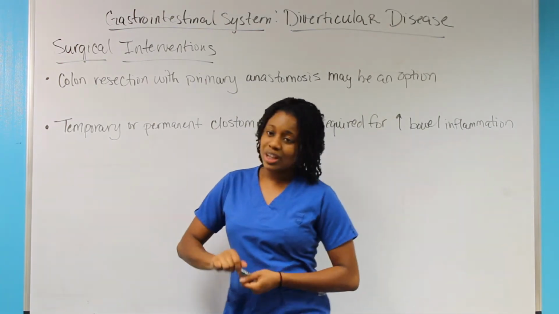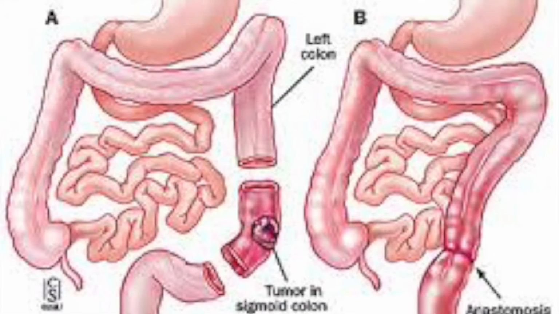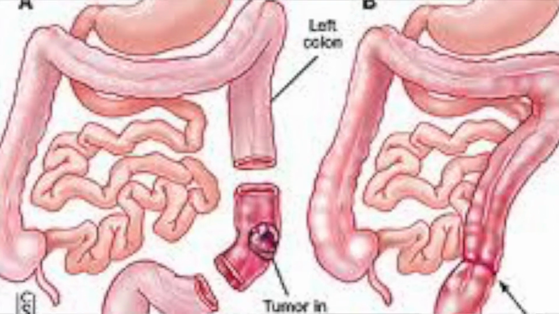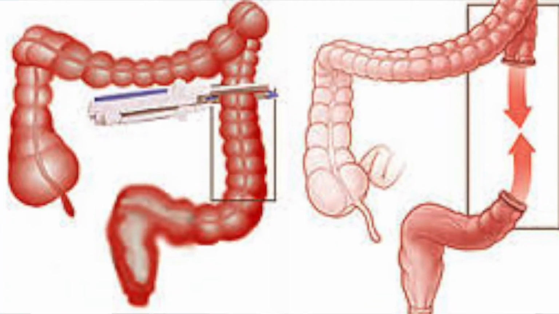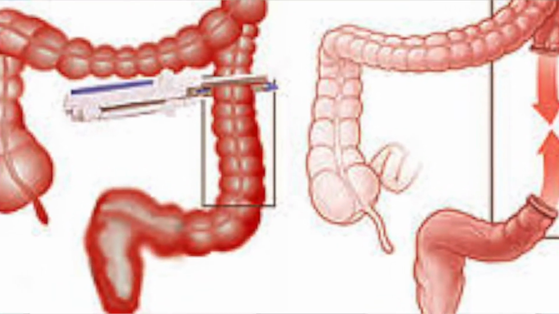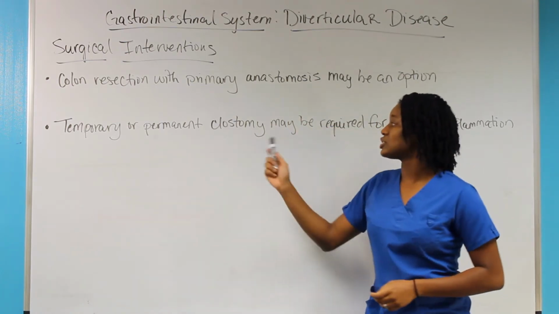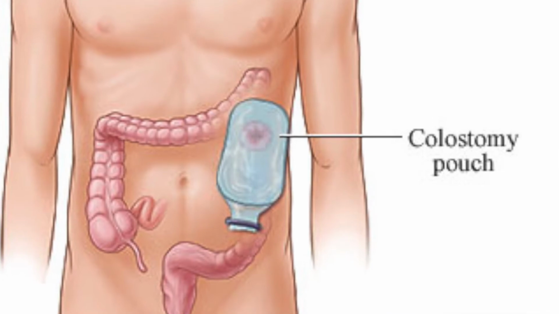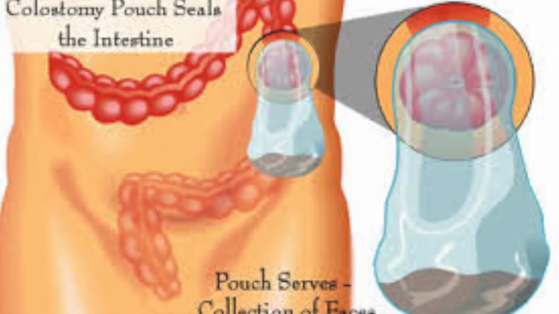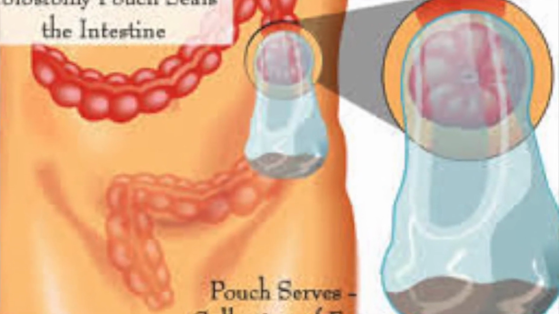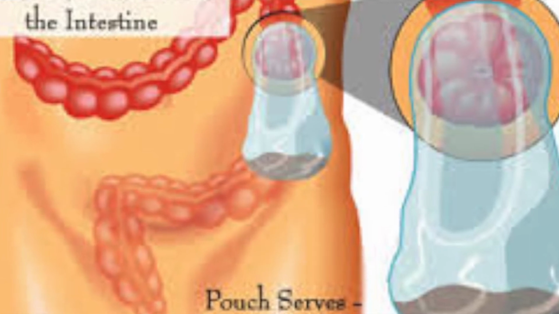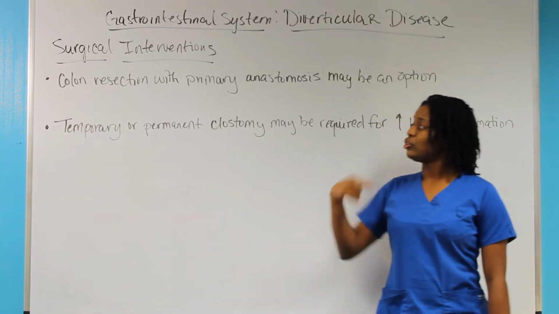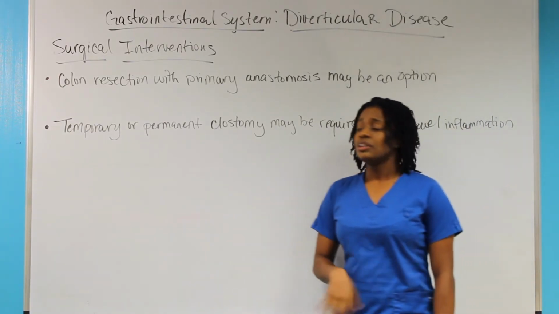But if and when it does occur, you're going to have a colon resection with a primary anastomosis, which may be an option, and then you have a temporary or permanent colostomy, which may be required for increased bowel inflammation. Okay, so if you see that the patient is having increased bowel inflammation constantly, they may just go ahead and put a temporary or permanent colostomy bag, right?